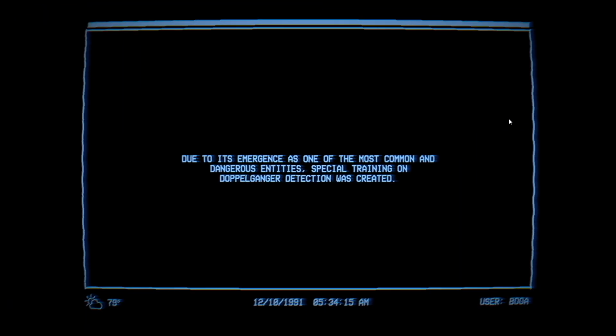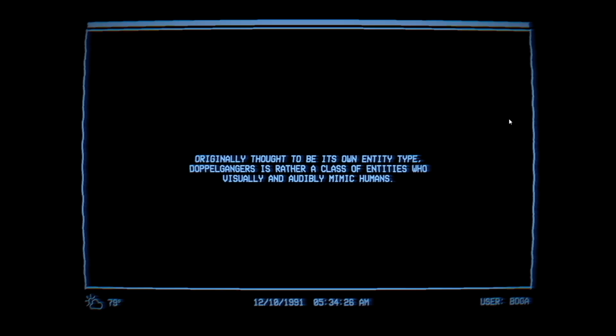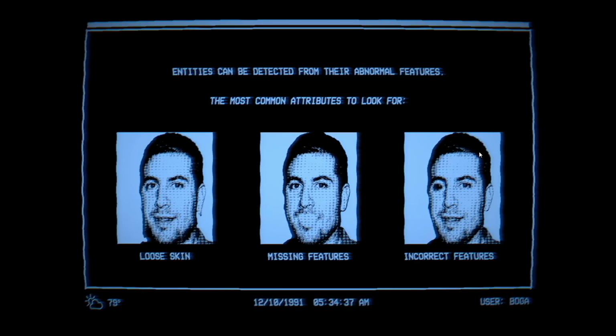Due to its emergence as one of the most common and dangerous entities, special training on doppelganger detection was created. Originally thought to be its own entity type, the doppelganger is rather a class of entities who visually and audibly mimic humans. Doppelgangers can be detected from their abnormal features. The most common attributes to look for are loose skin, missing features, and incorrect features.